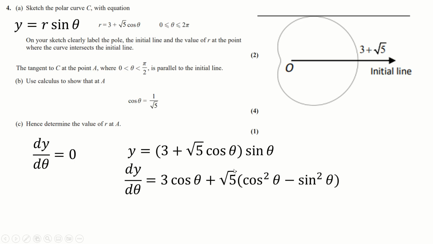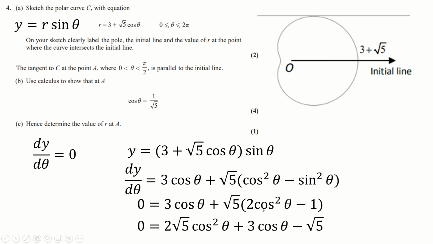Now, to differentiate this, I just said 3 sine theta differentiates to cos theta, and then I just did this with product rule. So sine differentiates to cos to make this a cos squared, and then leave the cos alone, of course, and then differentiate cos to minus sine, which makes this a minus sine squared. And now we can just set this equal to 0, and we can replace sine squared with 1 minus cos squared to make this, and this is just a function of cos.